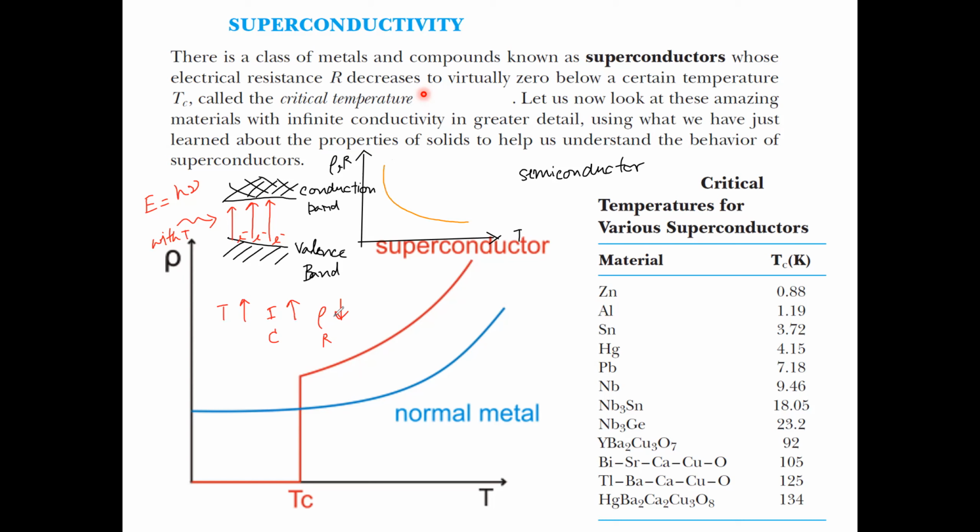So they use different concepts to explain the curve or the graph of rho versus T for metals and for semiconductors.